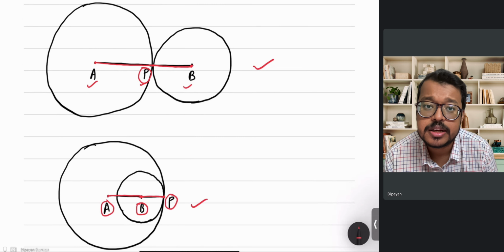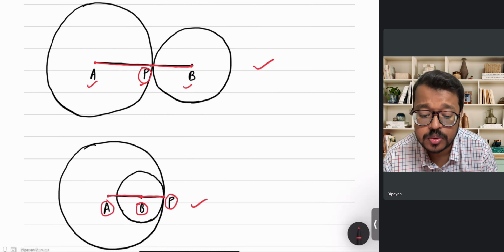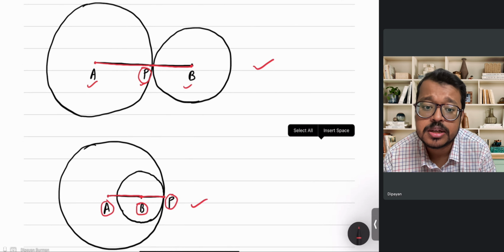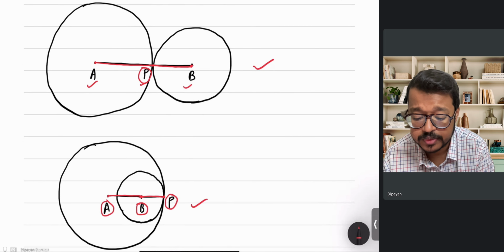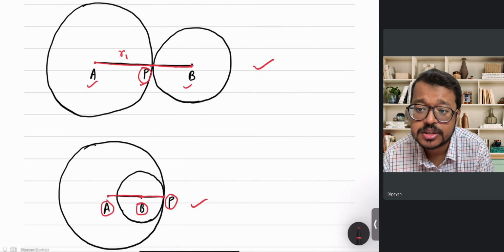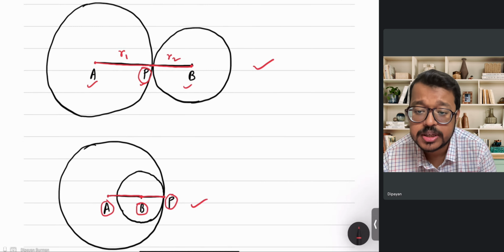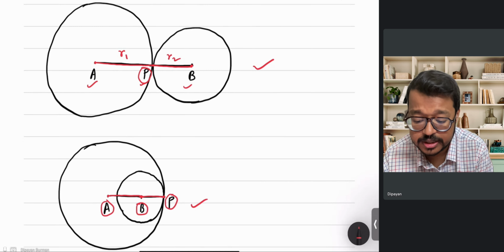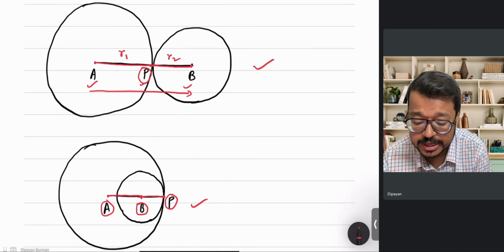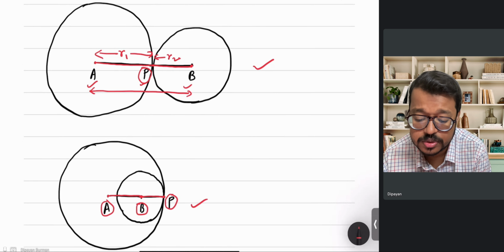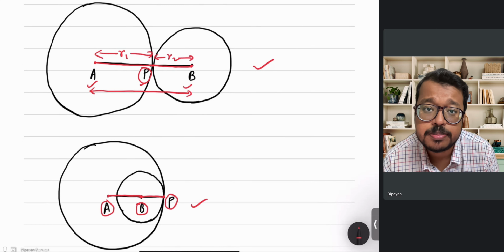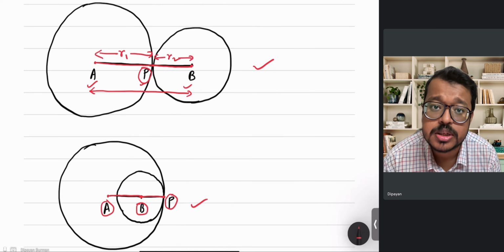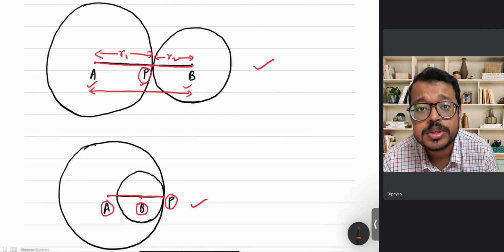And let's say that if I wanted to find out the distance between the centers of the two circles, then let's look at the first situation where the circles are touching externally. Let's say that R1 was the radius of the first circle and R2 is the radius of the second circle. Then the distance between the centers, the length AB, will be the sum of the radii of the two circles. AP plus BP will be the sum of the radii of the two circles. That's the distance between the two centers.